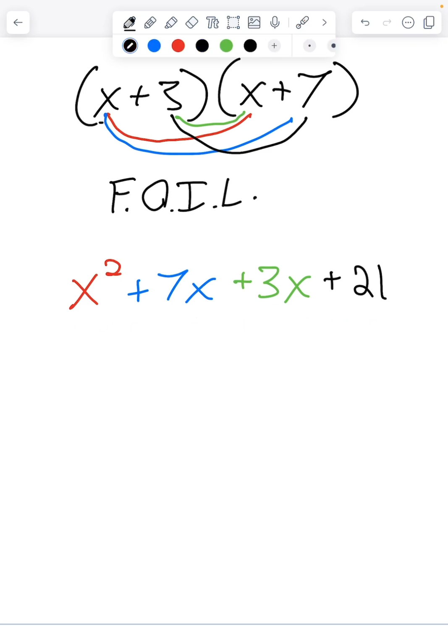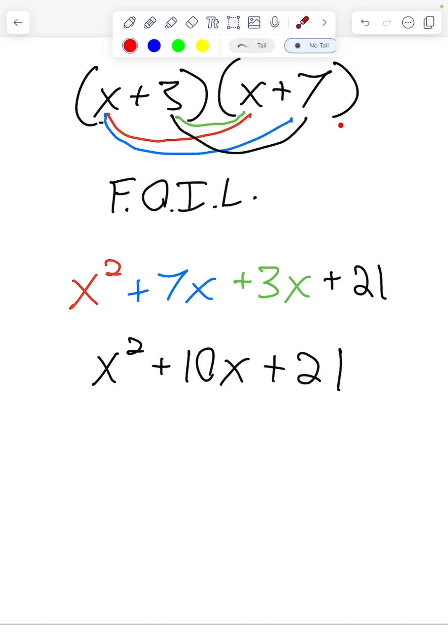So what can I do at this point? I'm going to keep x squared here. I'm going to go ahead and combine my 7x and my 3x to be 10x. 7 plus 3 is 10. Keep the x with it. And then my 21 out on the side here doesn't have anything to combine with, so I'll add 21. And that would be foiling this problem up top to get to here.